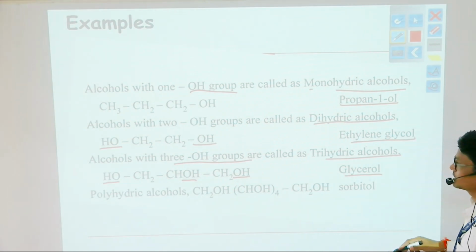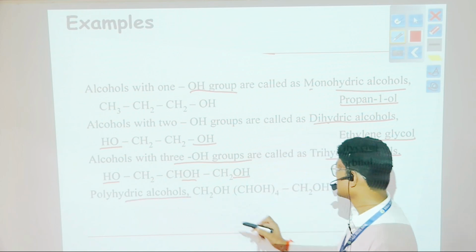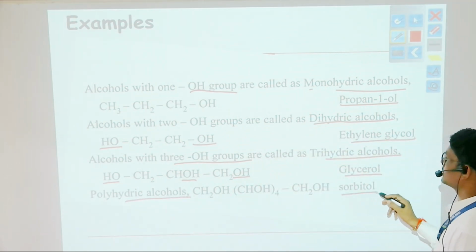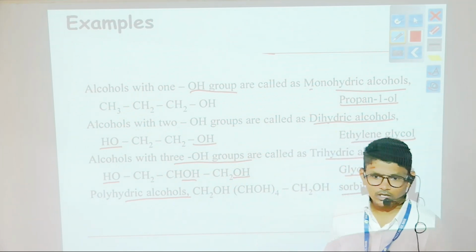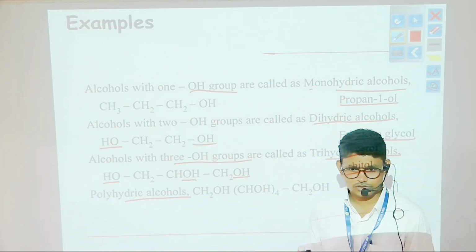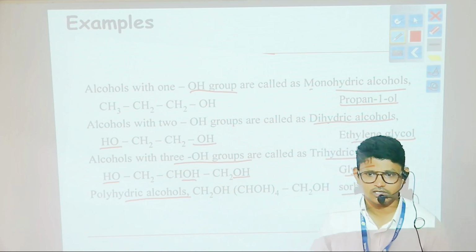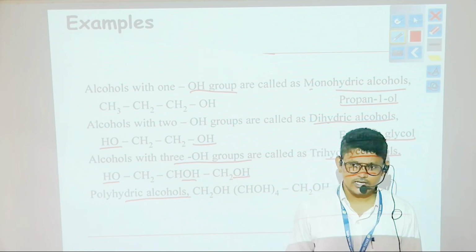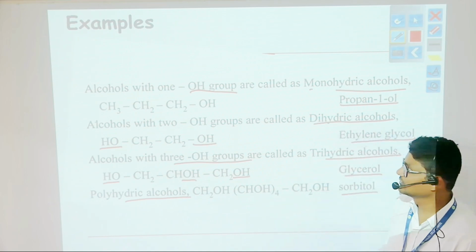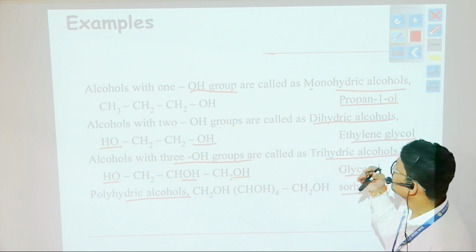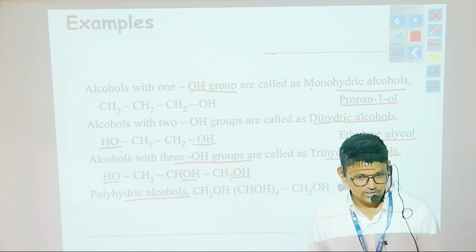Alcohols which contain a number of OH groups are known as polyhydric alcohols. Example is sorbitol. So this is the classification of alcohols. Depending on the carbon atom on which the hydroxy group is attached, alcohols are classified as primary, secondary and tertiary alcohols. Depending on the number of OH groups, alcohols are classified as monohydric, dihydric, trihydric and polyhydric alcohols.